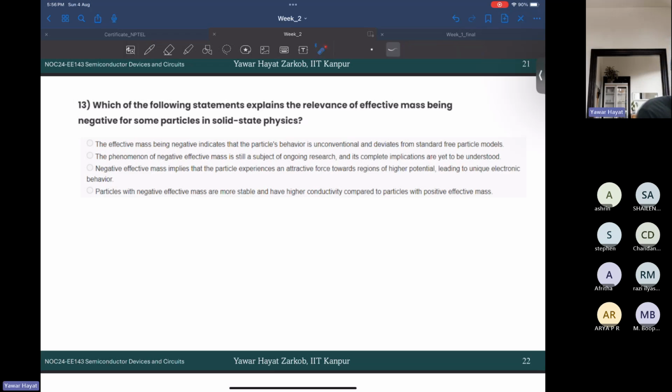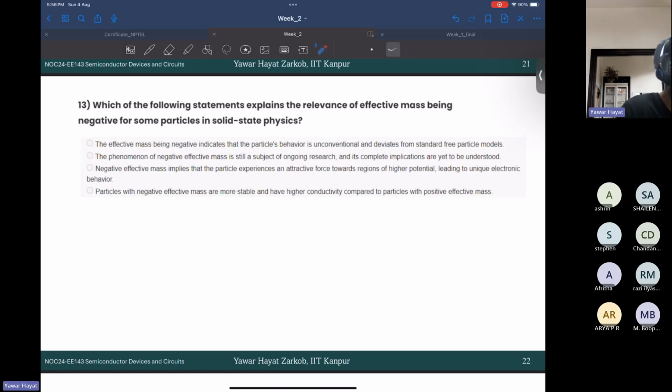Well, let's see the first option, right? The effective mass being negative indicates that the particle's behavior is unconventional and deviates from the standard free particle models. Well, I mean, it is unconventional, but this is not appropriate, right? We won't go with this one. What about the second one? The phenomenon of this negative effective mass is still a subject of ongoing research and its complete implications are yet to be understood, which is wrong. We know what negative effective mass is and we do know what are its implications. So the first two are rejected.